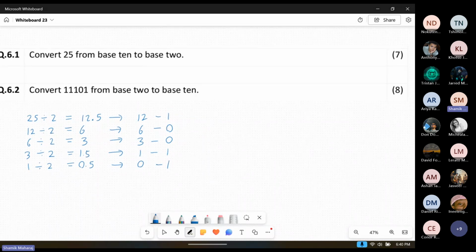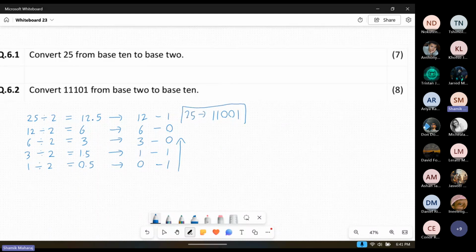Remember, there's ways to double check our answer. But anyway, let me first show you how to write it. If we've forgotten, we always write bottom to top. So we start here and go upward and write 11001. So that is 25 in binary.